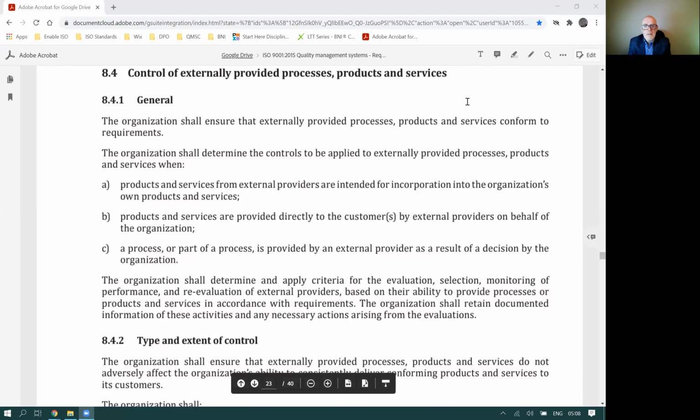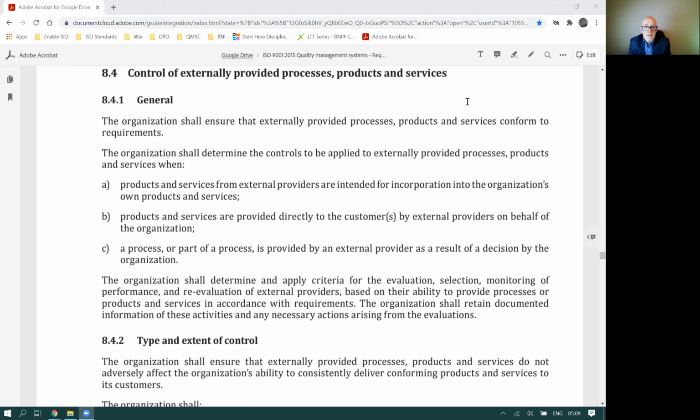Welcome to this video. In this clip, we're looking at clause 8.4 of ISO 9001, control of externally provided processes, products and services. It's in three parts. The first one, general, sets out a requirement for making sure that the products and services meet the requirements of the business, including customer requirements. Then secondly, the type and extent of control. And lastly, the information for external providers. So we take them separately.